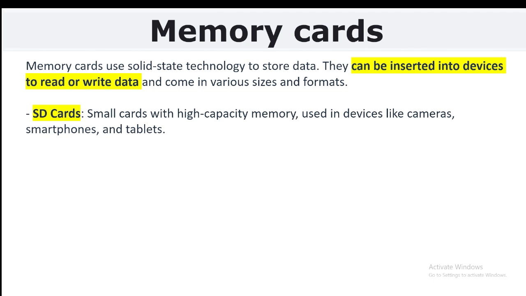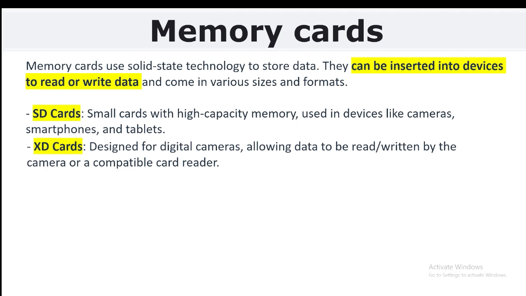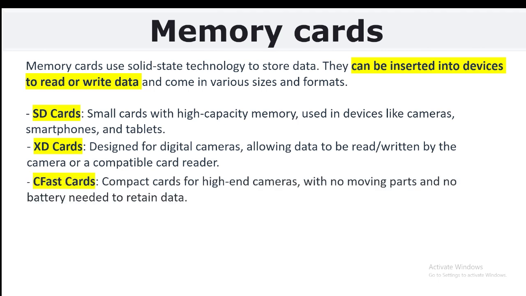Three main types of memory cards that we're supposed to know as far as the syllabus is concerned are SD cards, which are mostly small cards with very high capacity memory, used in cameras, smartphones and tablets. Again, we have XD cards that are also designed for cameras, and then we have the CFast cards that can also be used in high definition cameras.